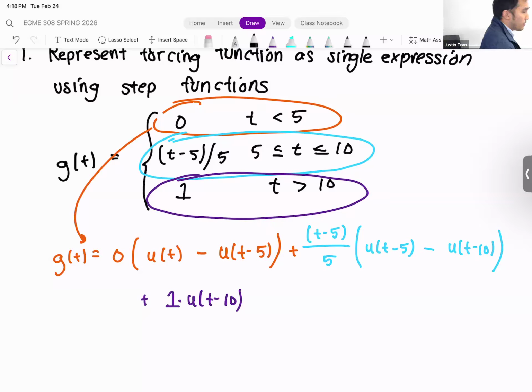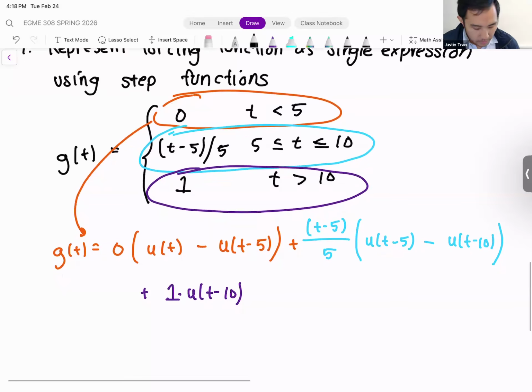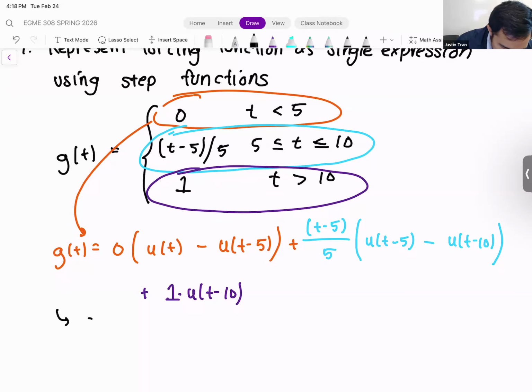All right, so that's basically how you take a discontinuous function and represent it with steps. You take each section of the function and take note of when that function turns on, you multiply that by the specific step function, and you subtract the step function whenever it turns off. Okay, so let's go ahead and simplify this because we are going to take its Laplace transform in a second.